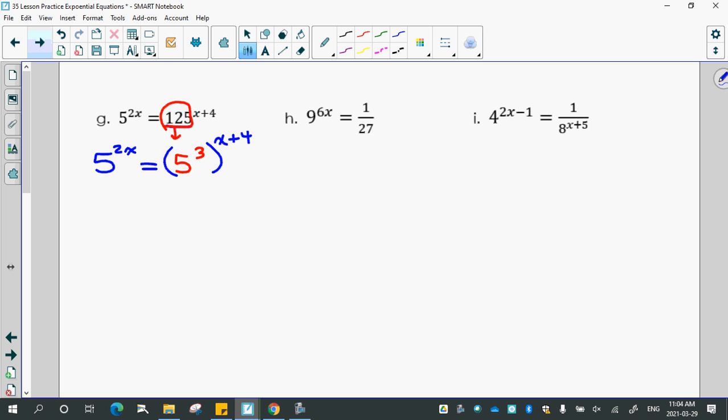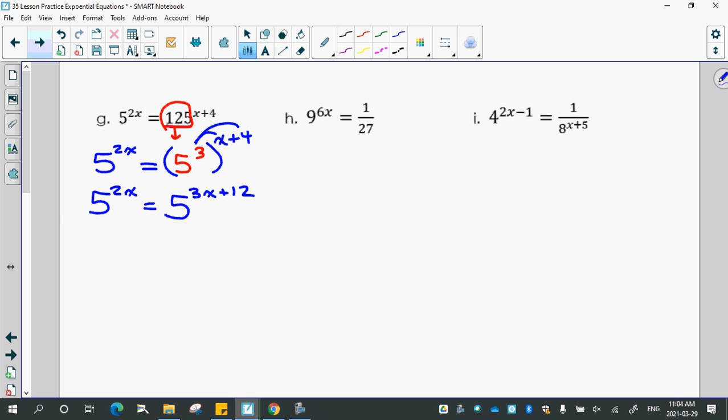Okay, so now I've got to make sure every side's simplified and written as 5 to the something. So this side's simplified and written as 5 to the power of 2x. This side, what do you think this side would look like when I do that power of a power? Good, so you have to multiply the exponents, but when you do that, you have to use the distributive property. Good, so you would get 5 to the 3x plus 12.